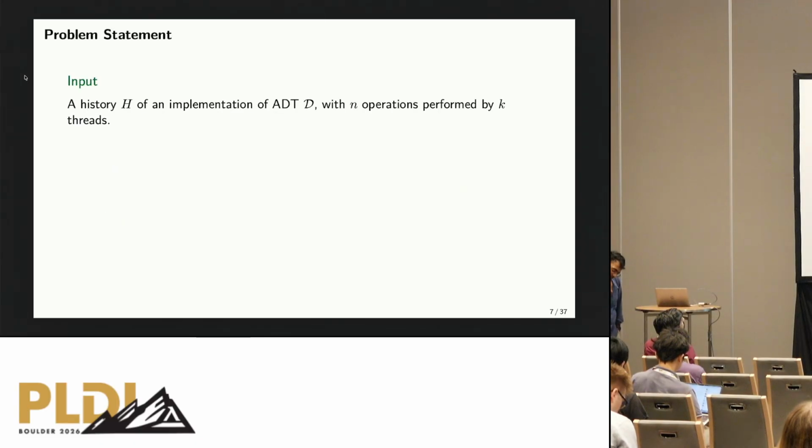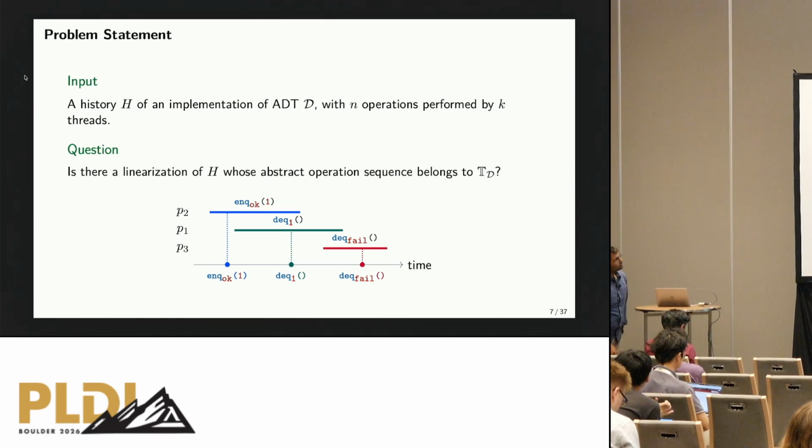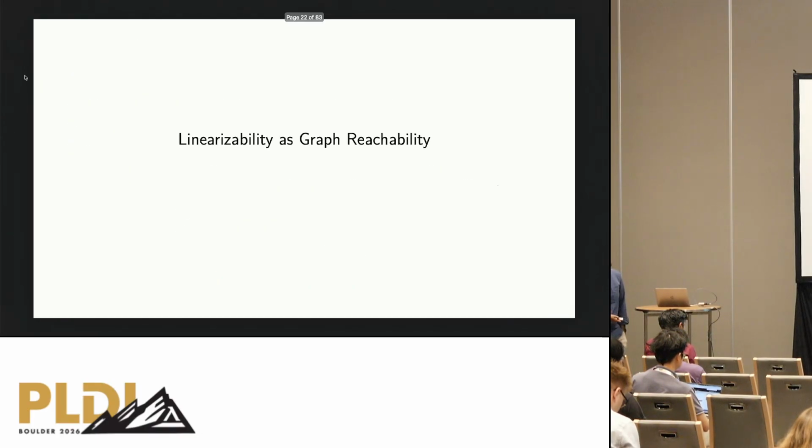I realize I've already spent 8 minutes just talking about the background. So that's our input. You have a history with you, and you're given a specification. Think of it as stacks or queues. And the history has n operations and k threads. And you're required to answer whether there is a linearization of this history that explains the behavior of the history.